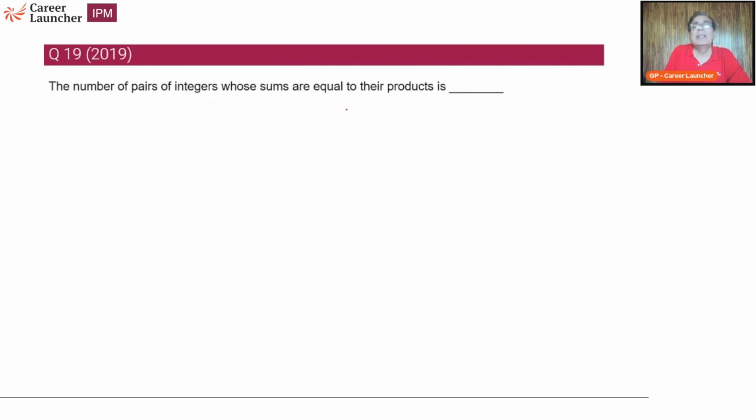Number of pairs of integers whose sum is equal to their product. Again, 9, 10th. What example? 2 plus 2 equal to 2 into 2. Another example, 0 plus 0 equal to 0 into 0. Can you think of more? This has got nothing to do with maths, by the way. Is it not a common sense kind of question? And that is what you should be looking for. Question 19, again, I would say attempt.